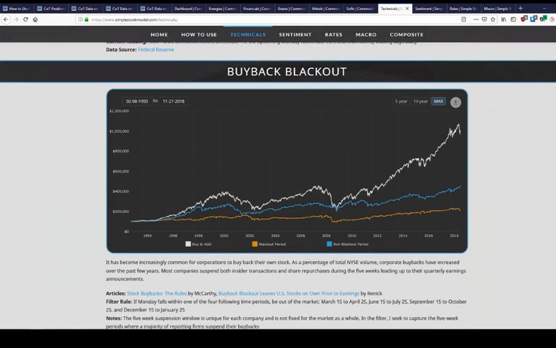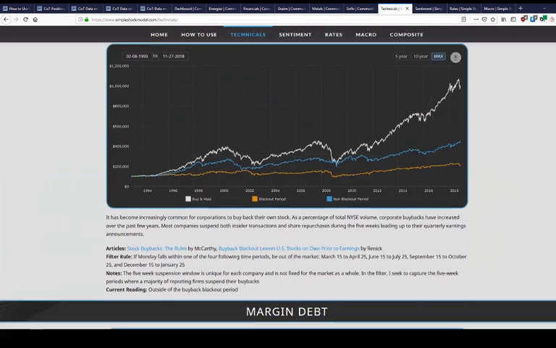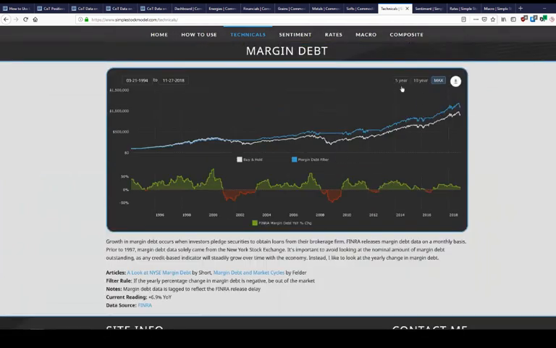We can look at buybacks. Right now we are outside of the blackout period, meaning most of these companies have reported and have started actively buying back their stock. As the blue line shows, those periods have done better than the blackout periods where companies are prohibited from buying back stock. Here's an interesting indicator: margin debt.